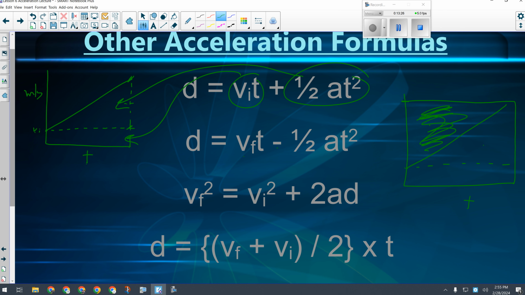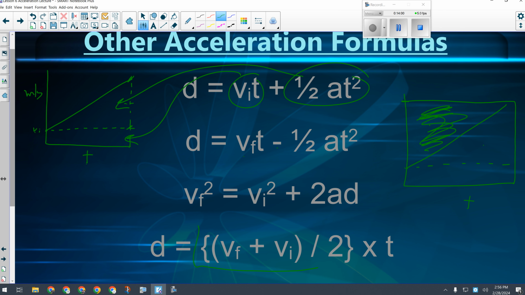VF squared equals VI squared plus 2AD. Not really a graphing formula per se, but this one is nice if you don't know how long the object has been accelerating in terms of time, but you know how far it went while it accelerated. Then you can use this formula. It's nice because it doesn't involve having to have time. And the last one is displacement equals VF plus VI divided by 2 times T.